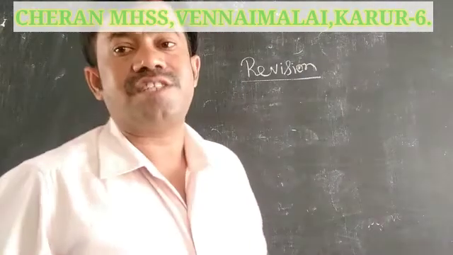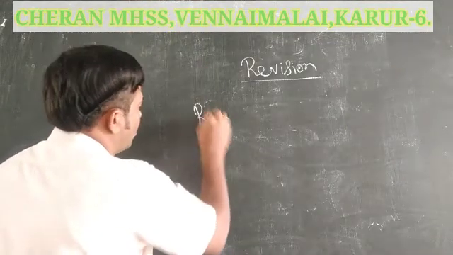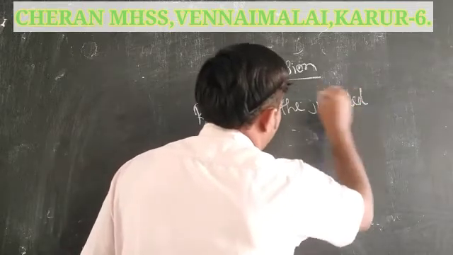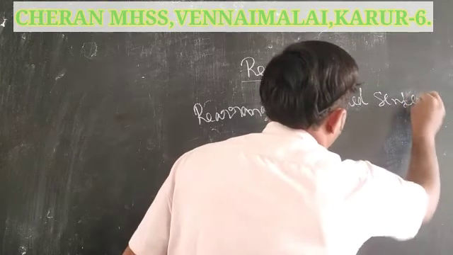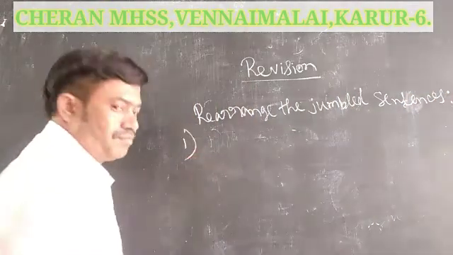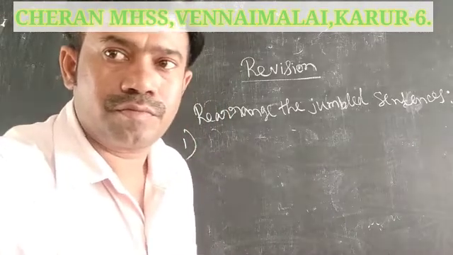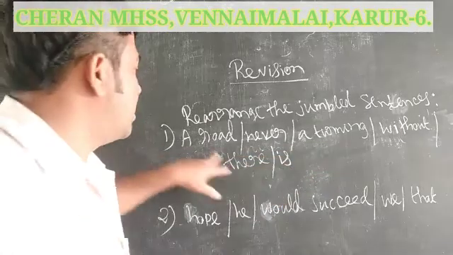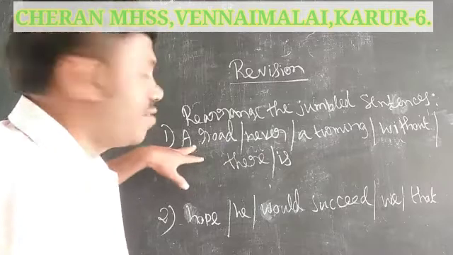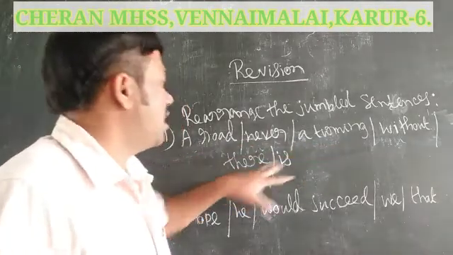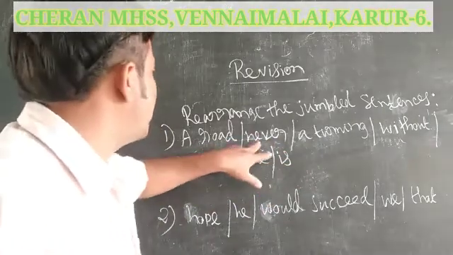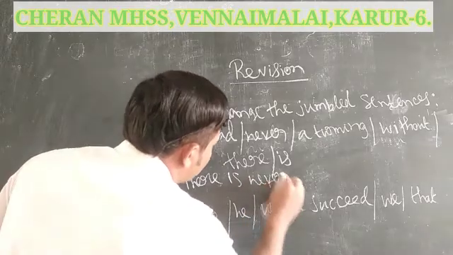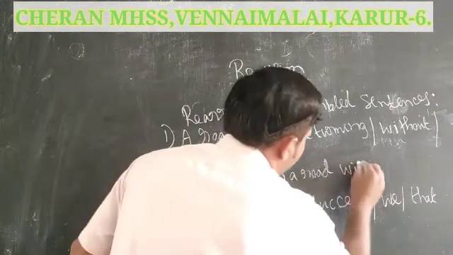Then we have rearrange the jumbled sentences. In this, the sentences will be given. You have to rearrange it and write. 3 sentences will be given. First one, for example: a road never a turning without there is. How will you rearrange? There is never a road without a turning. Like that you have to write.